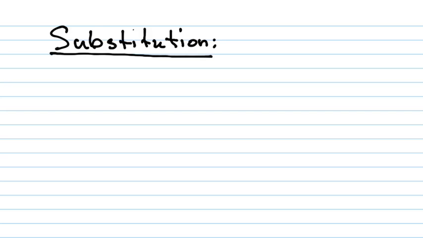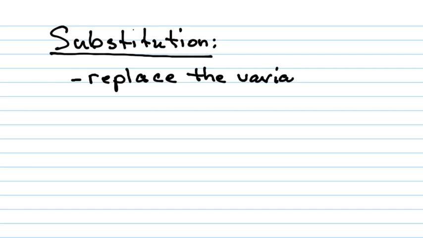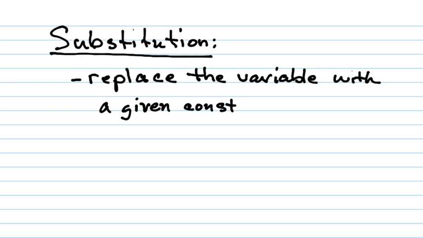So when you're substituting, in algebra, it simply means to replace the variable. What's a variable? The letter. Good. The variable with a given constant. Constant always means a number. Good job.